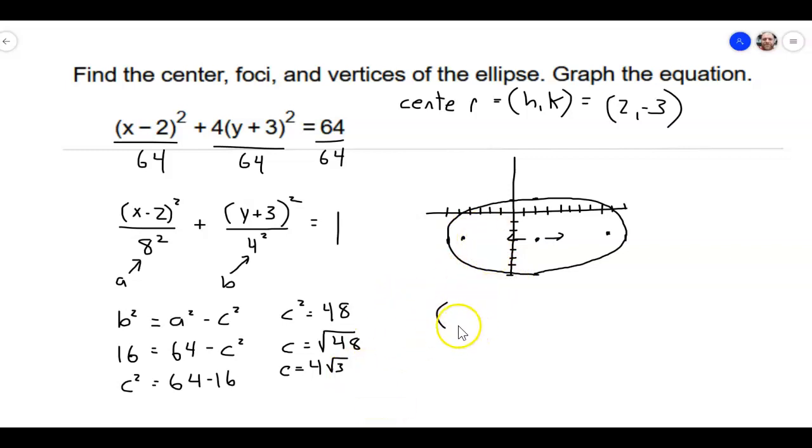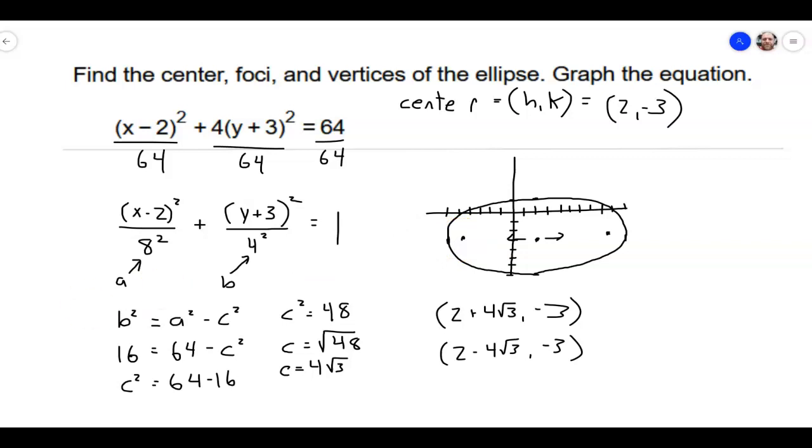We know that the center is at 2, -3, so I can write it as 2 plus 4√3, -3. That is our foci on the right, and then the foci on the left is just going to be 2 minus 4√3, -3. And that should cover our 2 foci points. And that's pretty much it.